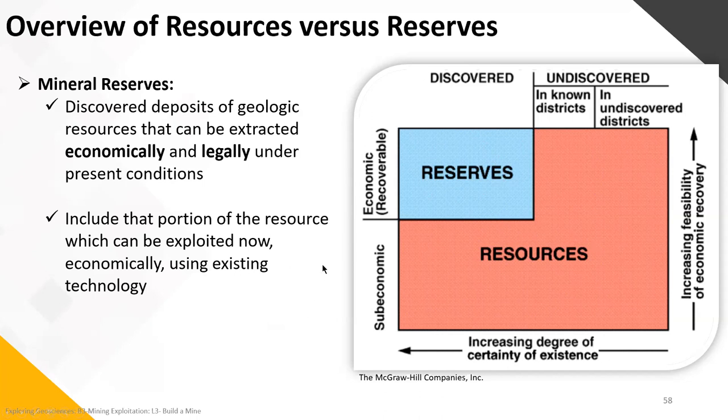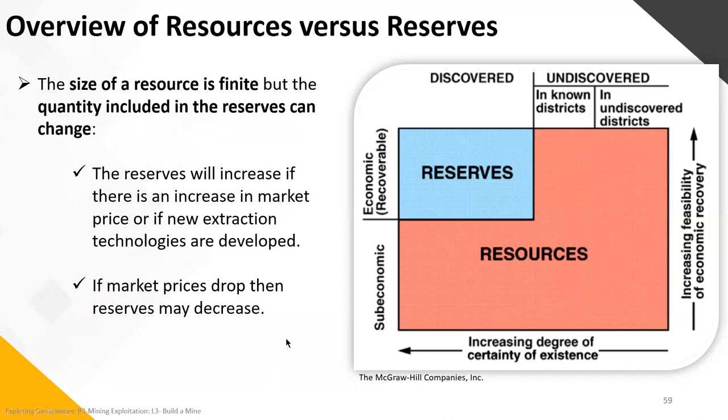So if we have a two-part zone and one part is really deep, let's say past 3-4 kilometers, it cannot be included within the reserves because right now, let's say we don't have the right technology to reach it. It has to remain in resource and stay out of the reserves. The size of a resource is finite, but the quantity included in the reserves can change. That too is important to understand. Many people don't understand that. The reserves will increase if there is an increase in market price or if new extraction technologies are developed. If the market prices drop, then the reserves may decrease. So the reserves, when the study is done, give X amount of reserves. It is important to understand that that number can either increase or decrease, and that can have major influence on the mine life cycle.